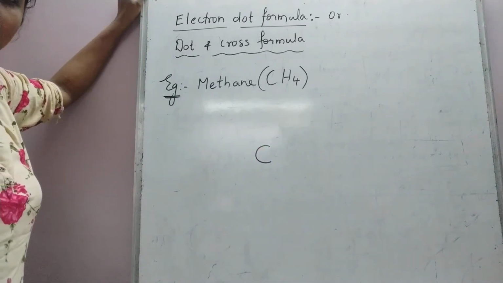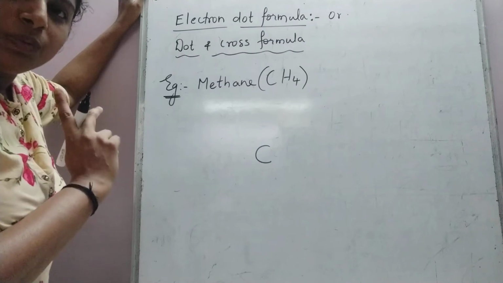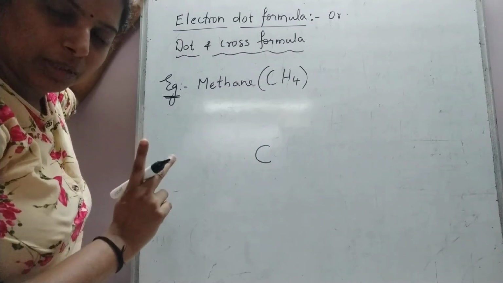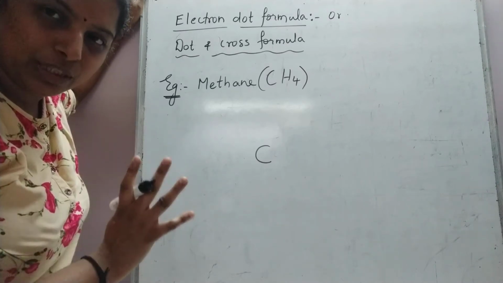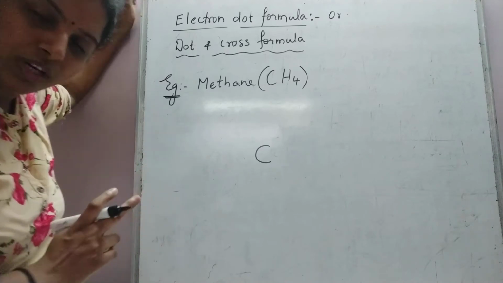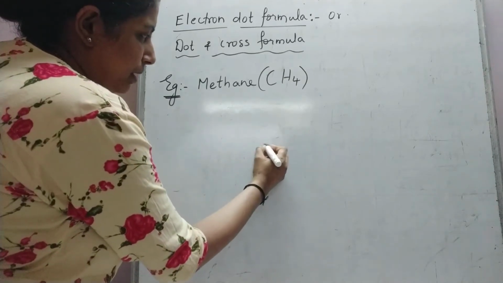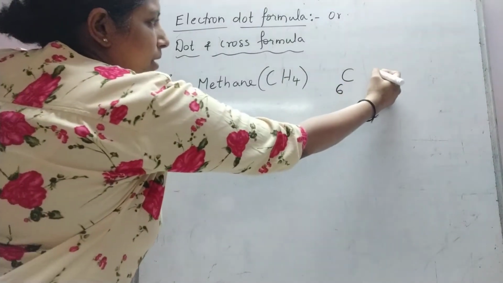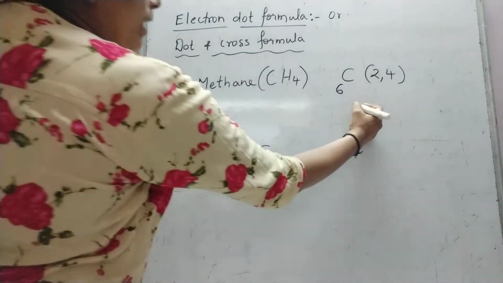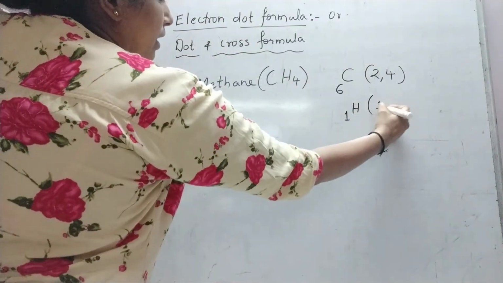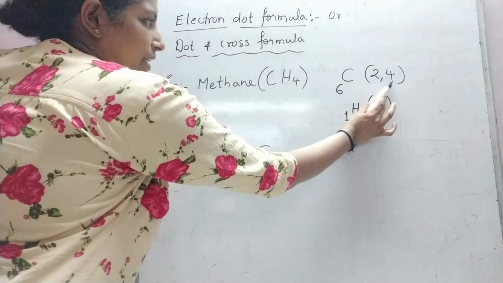So while writing electron dot formula, I'll write the central atom first, and remember we are going to consider only electrons of the valence shell. These are the electrons of the outermost shell which are involved mainly in bond formation. Carbon with atomic number 6 has electronic configuration of 2, 4. And hydrogen with atomic number 1 has electronic configuration of 1. So in carbon, the outermost shell, that is the valence shell, contains 4 electrons.